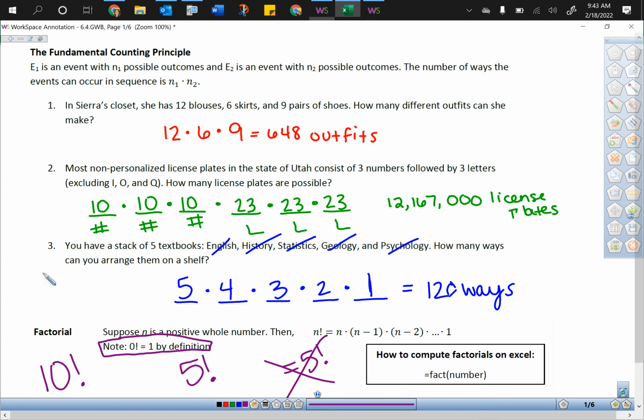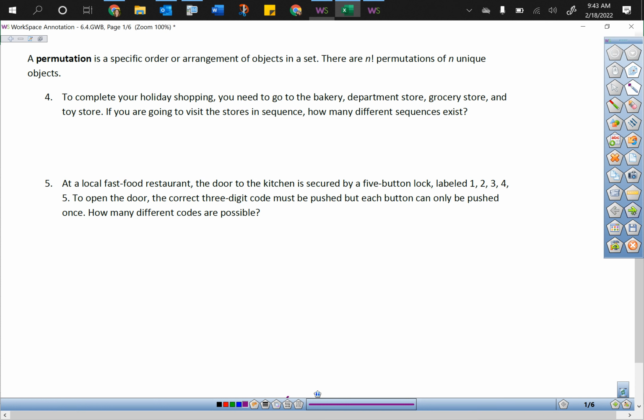All right. Next. The next thing we're going to talk about is called a permutation. A permutation is a specific order or arrangement of objects in a set. There are n factorial permutations of n unique objects. All right? So on number 4, it says, to complete your holiday shopping, you need to go to the bakery, the department store, grocery store, and the toy store. If you are going to visit the stores in sequence, which means you're not going to visit a store more than once, how many different sequences exist?